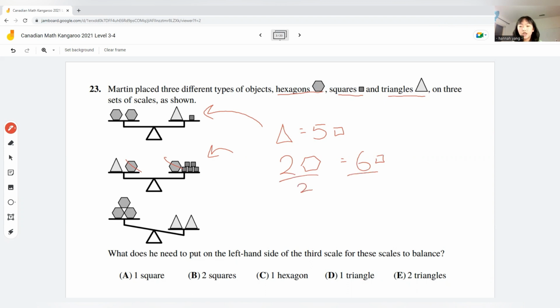So we can just divide it by 2, and now we know that 1 hexagon equals 3 squares. And that's really important for the last equation because we can replace all of the shapes with just squares. So on this side, there would be 10 squares, and on this side, there would only be 9. So from here on out, we now know that in order to balance it, we simply need to add 1 square to that side. So A should be your correct answer.